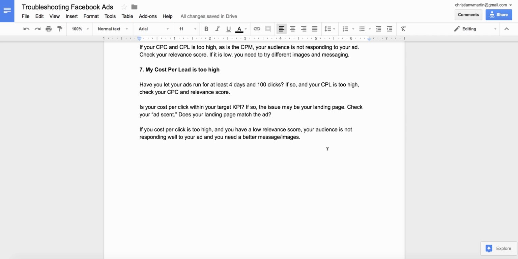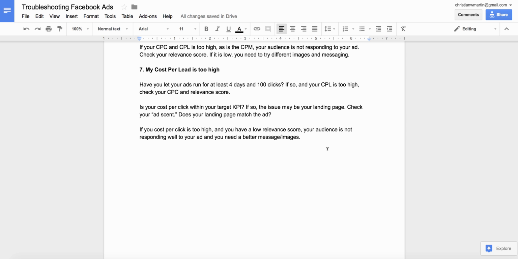Number 7, my cost per lead is too high. So have you let your ads run for at least 4 days and 100 clicks? Because you can't determine after 5 clicks if that is going to be a consistent cost per lead. So have you run at least 100 clicks? If so, and your cost per lead is too high, check your cost per click and your relevance score. Is your cost per click within your target key performance indicators? So is your cost per click high?